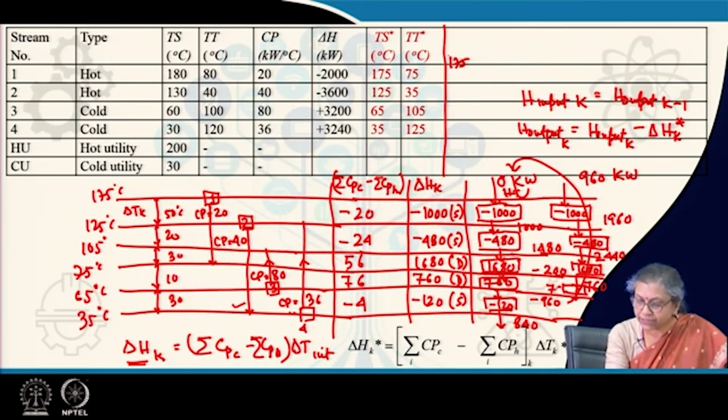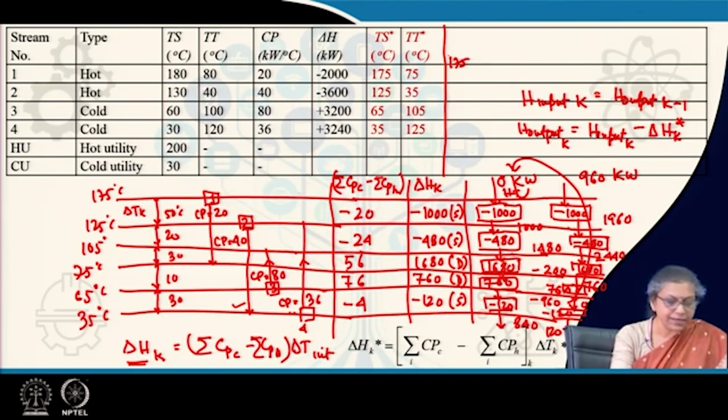Where is this 760 amount of heat coming? Here, what is the delta H? 760. What is the amount of heat which is coming out from there? It is 0. And here the delta H is minus 120. So what comes out from here? It is 120. So what have I done in this process? I have located the pinch point. Where is the pinch point?